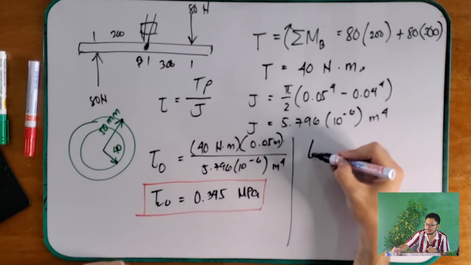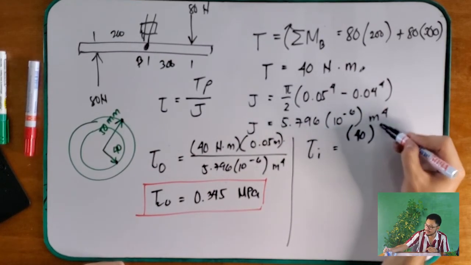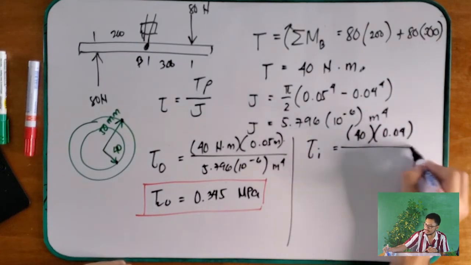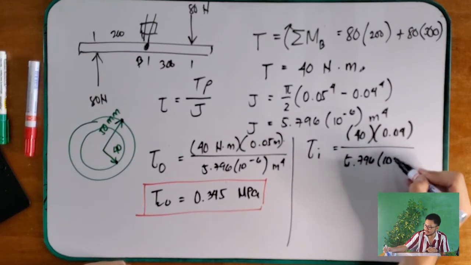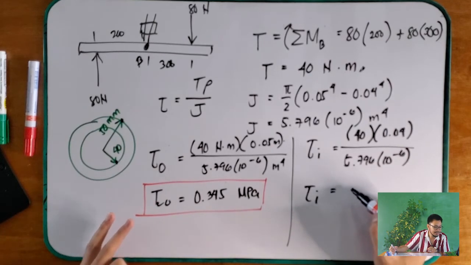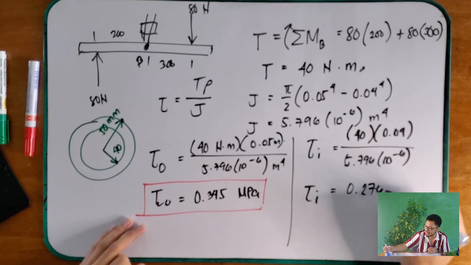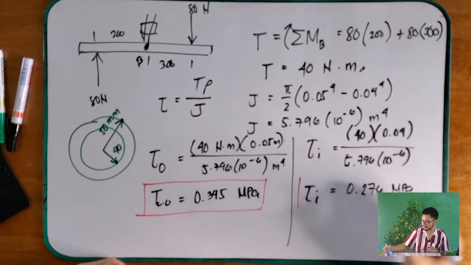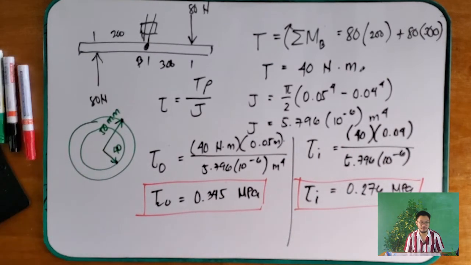And for the inner part of the tube shaft, that is 40 Newton meter multiplied by 0.04 meters divided by 5.796 times 10 to the power of negative 6 meters to the 4. And your inner shear stress is equal to 0.276 megapascals. So these are your answers. It was a long discussion, but the solution is very easy.